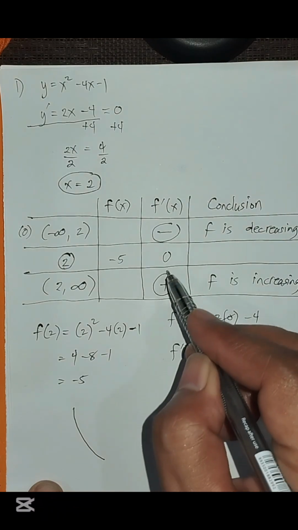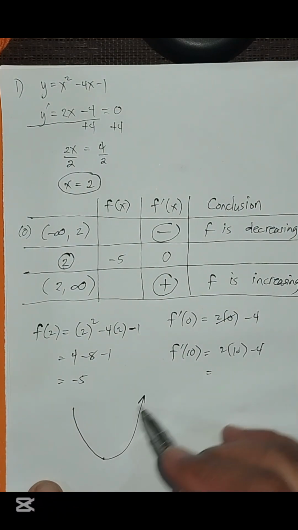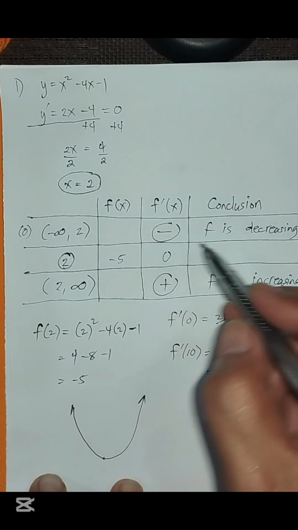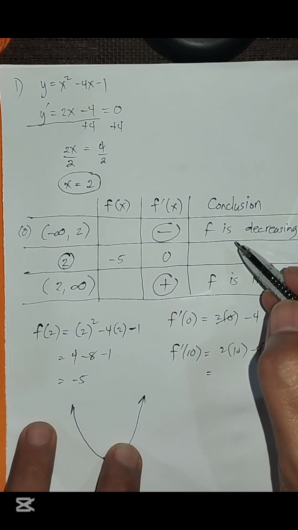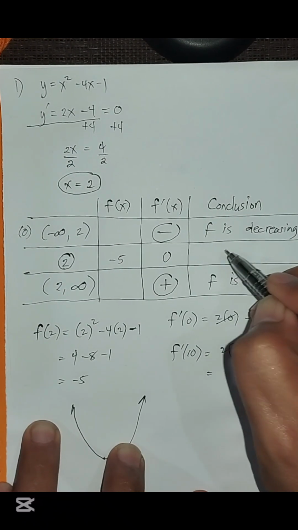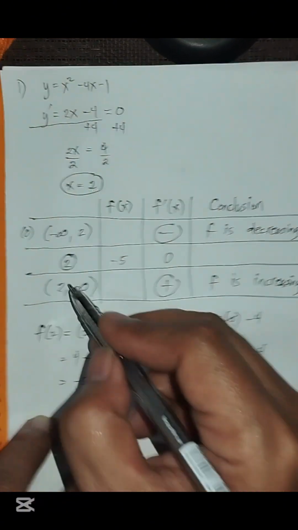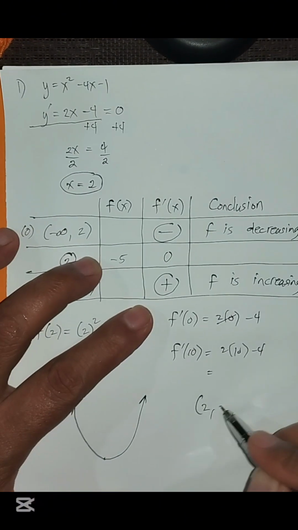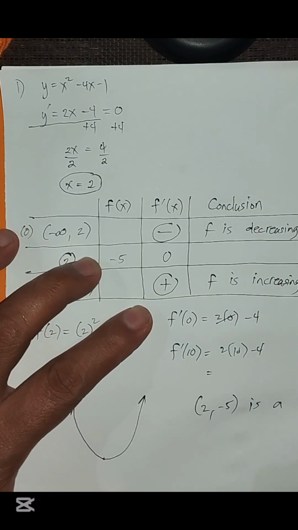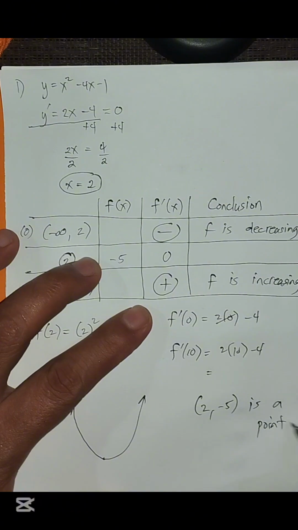And then decreasing to increasing. Okay, so this is the graph. So it's a parabola. So therefore, 2, negative 5 is a relative minimum point. Okay, so minimum at 2, negative 5. So therefore, the point 2, negative 5 is a minimum point.